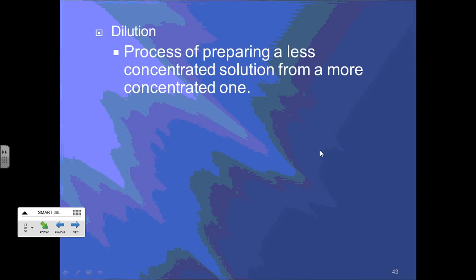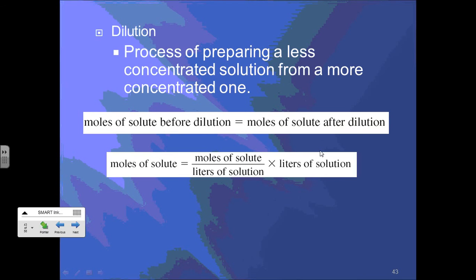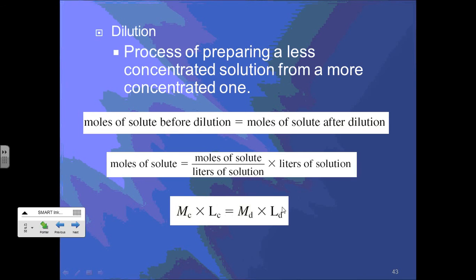Now, dilution is a little bit different. The process of preparing a less concentrated solution from a more concentrated one is how you achieve dilution. When you're comparing it, you compare the moles of solute before dilution and then the moles of solute after dilution. And this comparison can be used to obtain how dilution occurs. The generic equation for dilution is as follows, where you're comparing that molarity and that liters of solution initially to the molarity and liters of solution following dilution, i.e. molarity concentrated, liters concentrated, molarity diluted, liters diluted.